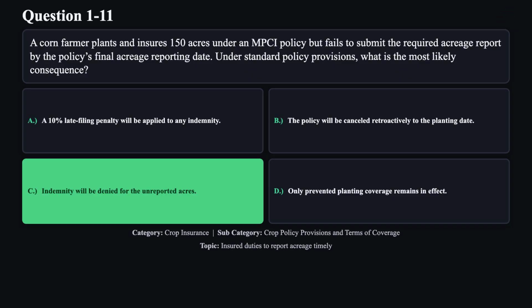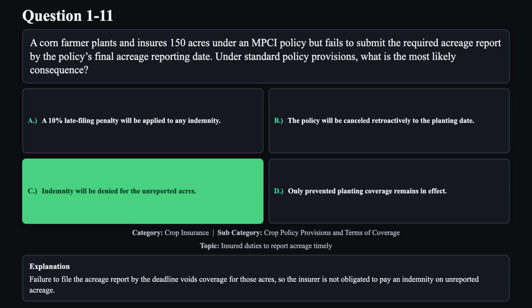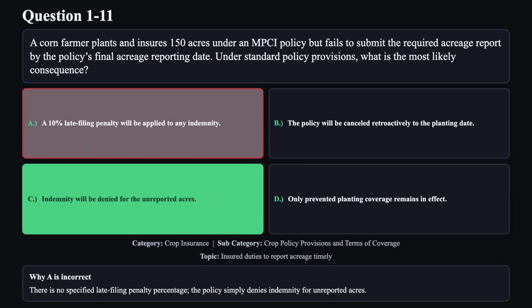The correct answer is C. Failure to file the acreage report by the deadline voids coverage for those acres, so the insurer is not obligated to pay an indemnity on unreported acreage. Reason A is not correct. There is no specified late filing penalty percentage. The policy simply denies indemnity for unreported acres.